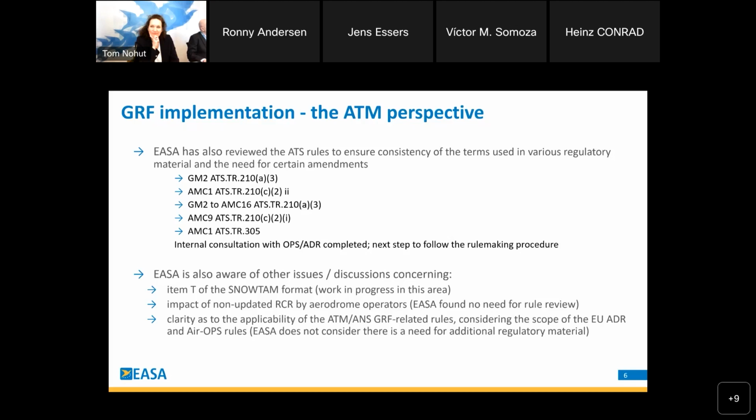So, impact on not updated RCR by airdrop operators. Here we don't see a need for a rule review, but let's see. And as mentioned, clarity regarding the applicability of ATM and GRF related rules, considering the scope of the airdrop and air ops rules.